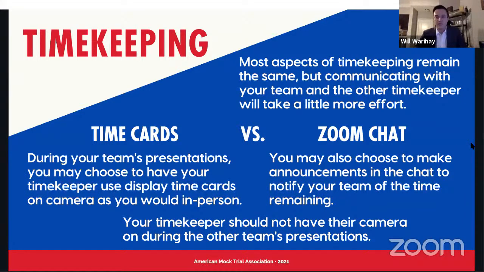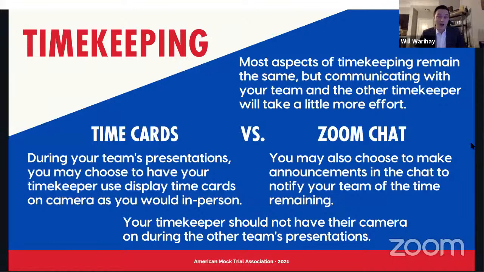So I'm going to transition and talk a little bit about some timekeeping suggestions, and then we'll go through some technical difficulty suggestions and end with some of the major rule changes that AMTA has employed for online tournaments. So we'll start with timekeeping. I'll start by saying that in general and on average, most things about timekeeping have remained the same in terms of the practice. There are still 60 seconds in a minute, and none of that has changed.